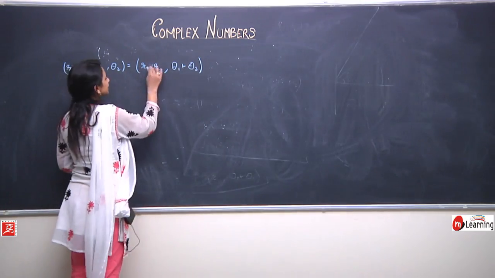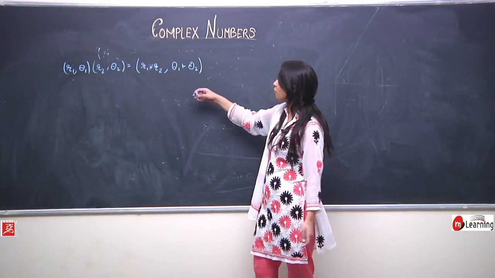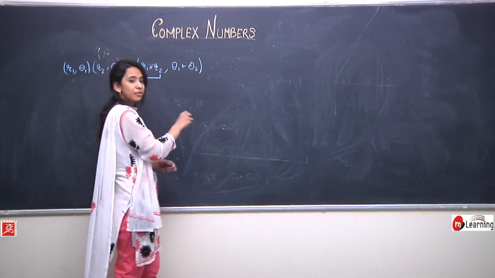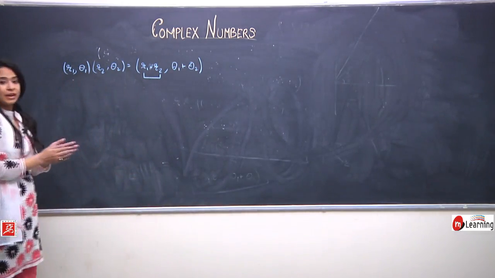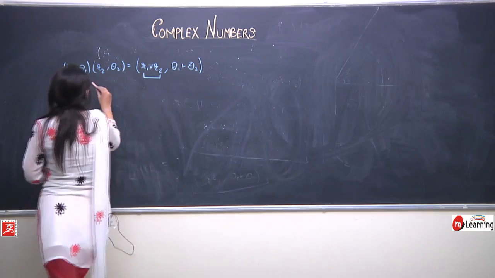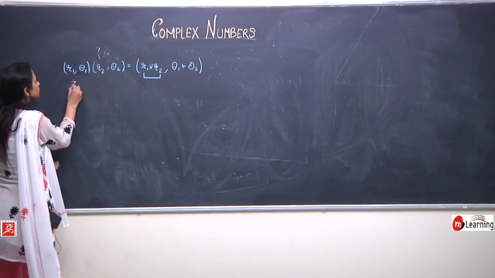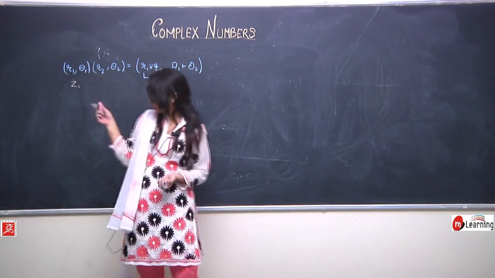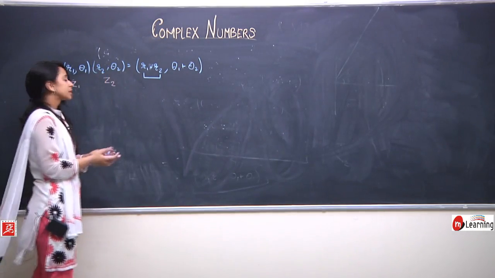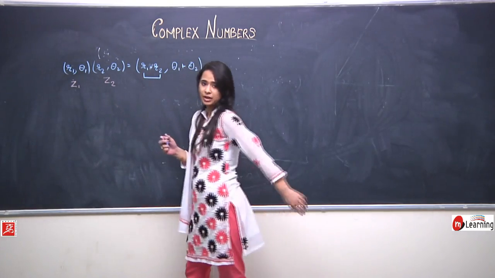Now, this little result is very interesting, and using this we can prove how multiplication of two negative real numbers leads to a positive real number. Let us try understanding this. If I say Z1 is one complex number which is also a real number, and Z2 is another complex number which is also a real number, and more specifically both Z1 and Z2 are negative real numbers.